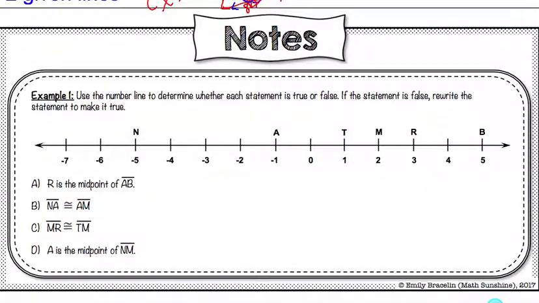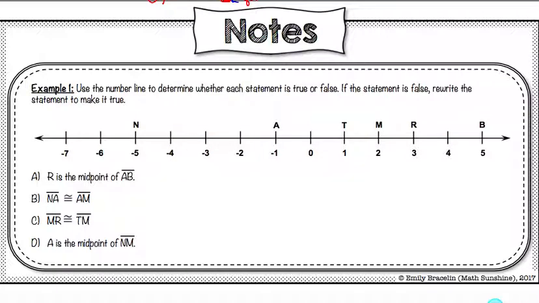So let's look at some applications of the vocabulary. Example 1 says, use the number line to determine whether each statement is true or false. If the statement is false, rewrite the statement to make it true. So we'll start with A. This says R is the midpoint of AB. So first find R and then find AB. Here's R, here's AB. R is obviously not in the middle of AB.